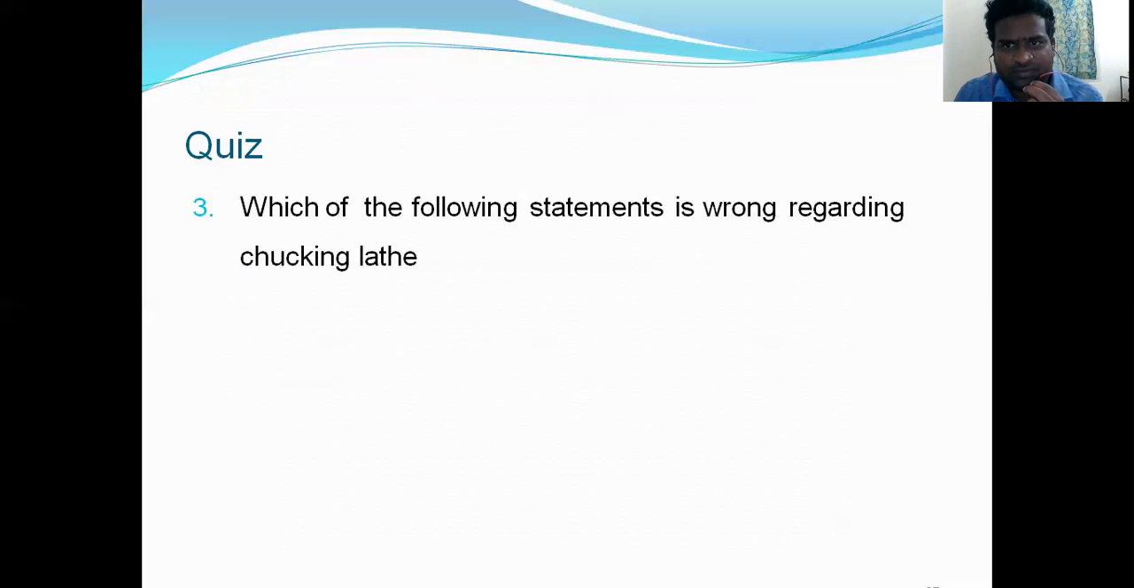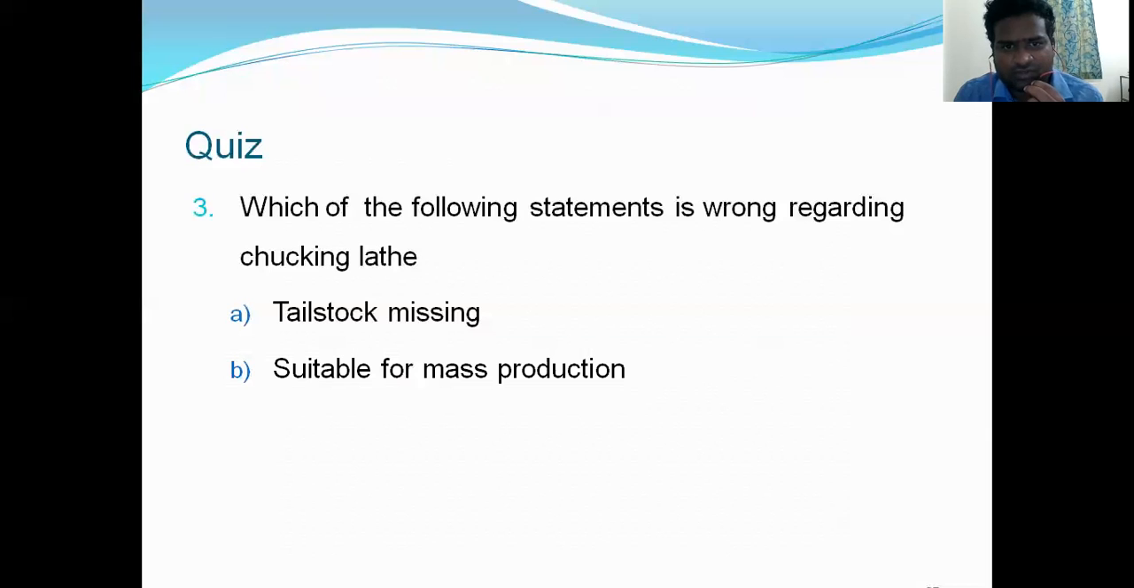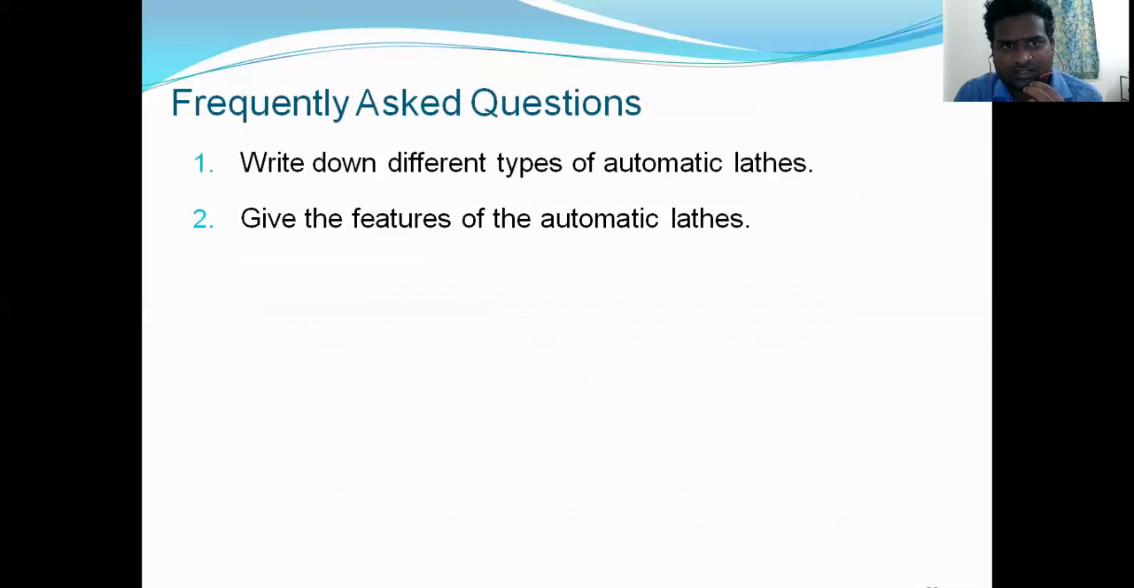Which of the following statements is wrong regarding chucking lathe? Tail stock missing is the correct one. Suitable for mass production is the correct one. Can accommodate jobs of size L by D greater than 1: this is the wrong point, because chucking lathes cannot accommodate L by D greater than 1. They can accommodate only L by D less than 1 or L by D equal to 1 operations. These are frequently asked questions: write down the different types of automatic lathes, give the features of the automatic lathe, and write about chucking lathe.